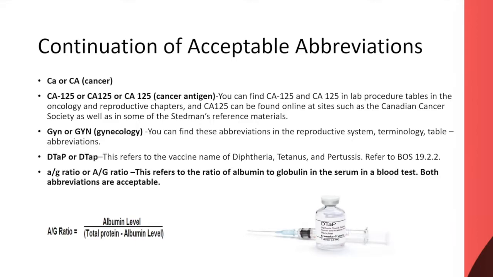You can find CA hyphen 125 and CA space 125 in lab procedures tables in the oncology and reproductive chapters. And CA no space 125 can be found online at sites such as Canadian Cancer Society, as well as in some of the Stedman's reference materials. Okay, so any one of those are acceptable.